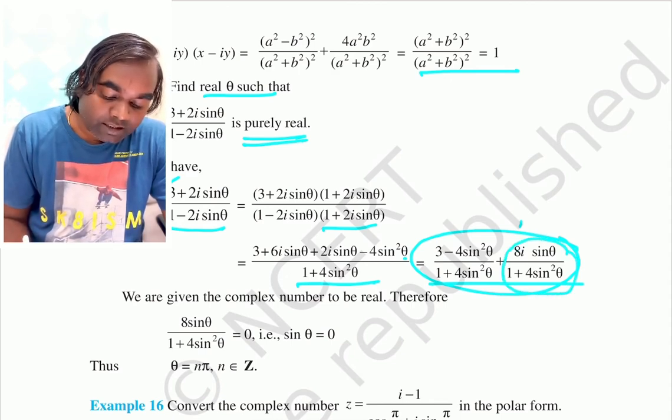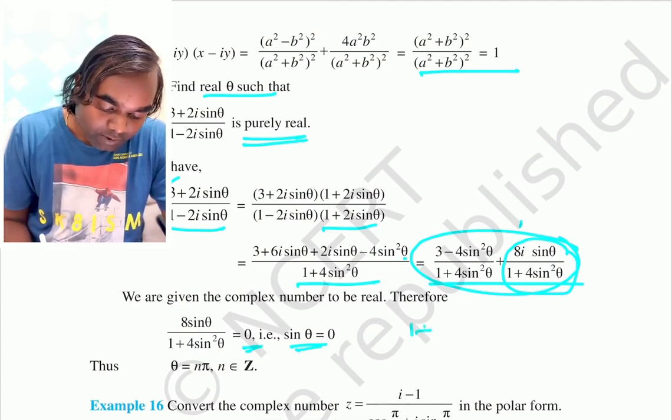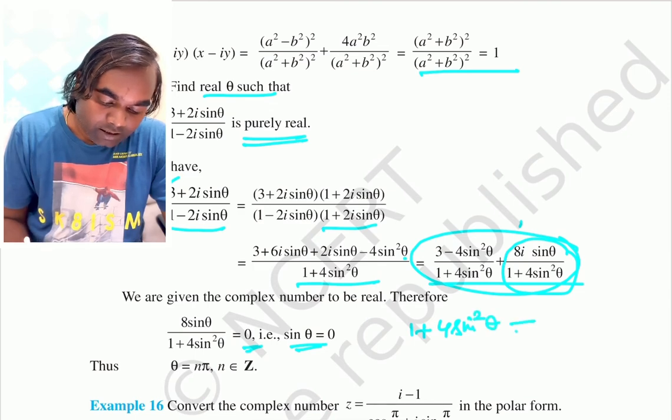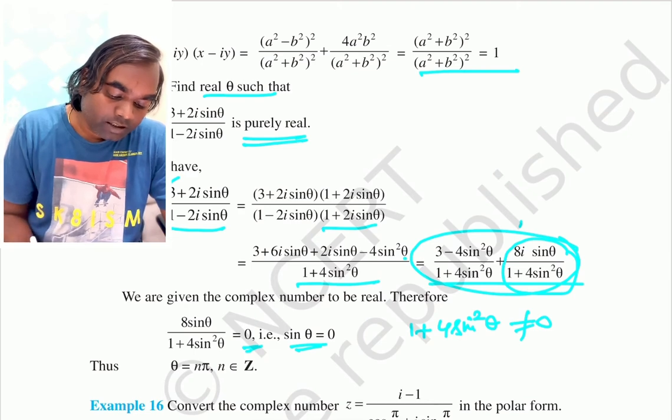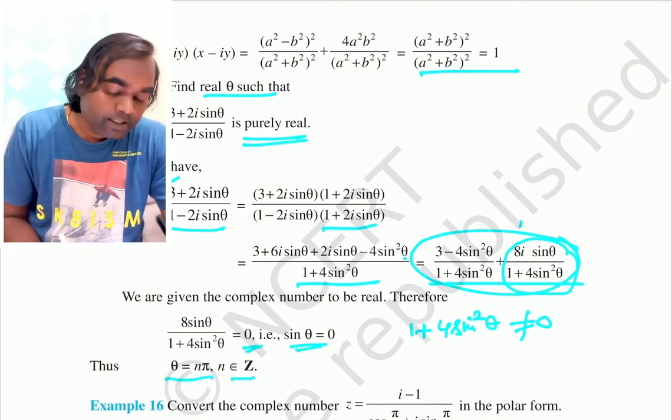So equating this imaginary part equal to 0, 8 sin theta by 1 plus 4 sin square theta is equal to 0. This implies that sin theta is equal to 0, as 1 plus 4 sin square theta can't be 0. Therefore theta is equal to n pi, where n is an integer.